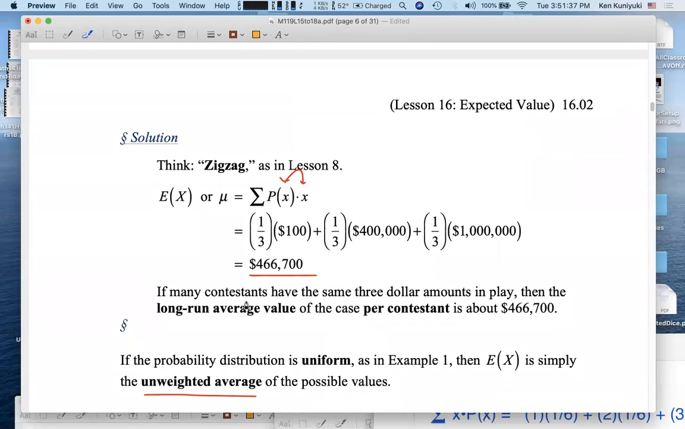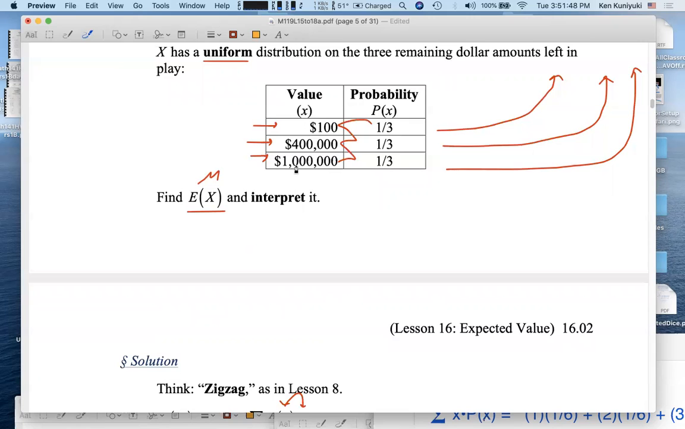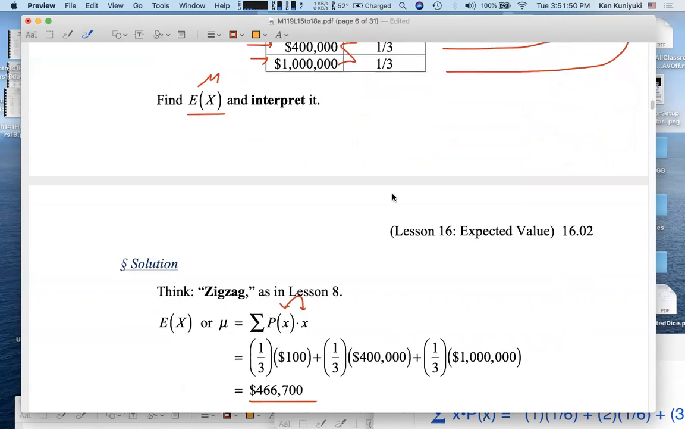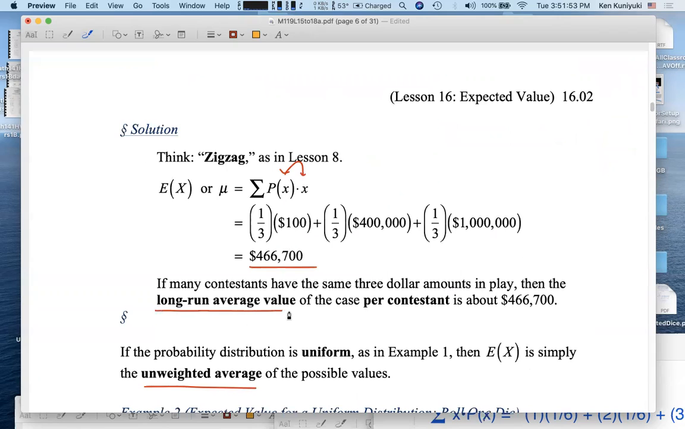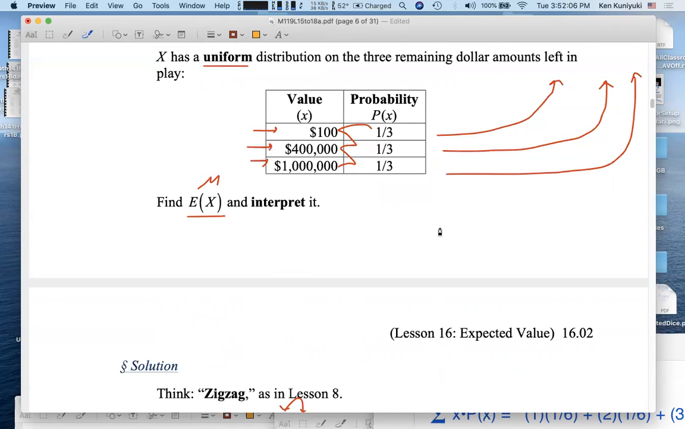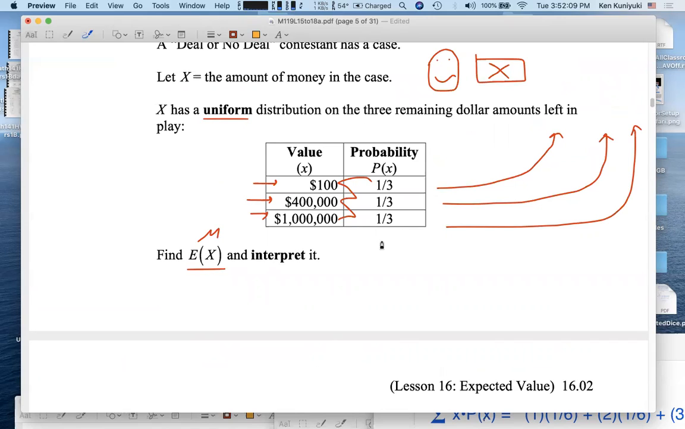If many contestants, imagine 1 million contestants. If that seems totally preposterous, think 1,000 contestants. If many contestants have the same three dollar amounts in play, namely these three, and we assume a uniform distribution, then the long-run average value of the case per contestant is about $466,700. So again, the expected value of X, or the mean of the distribution, gives the approximate long-run average value over many experiments, over many contestants, over many plays.